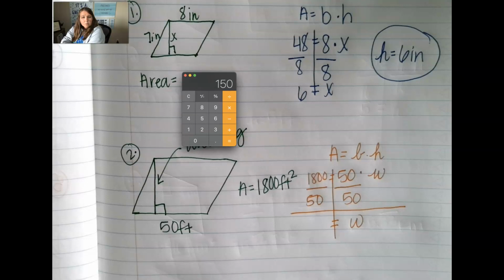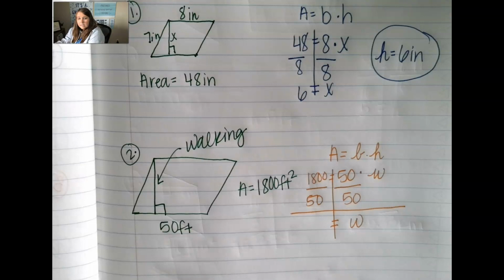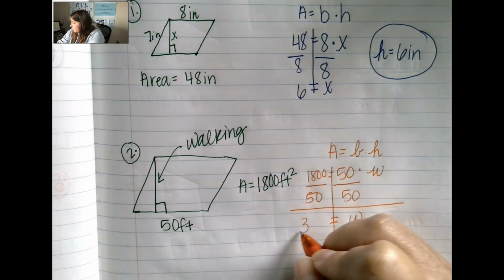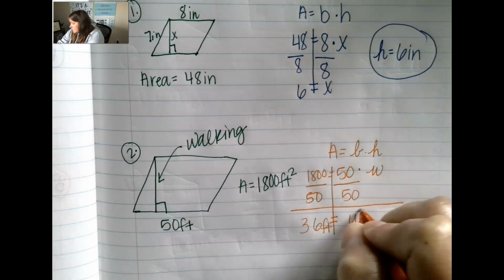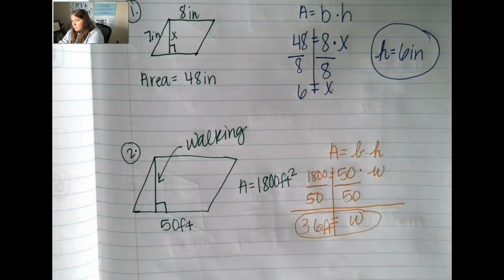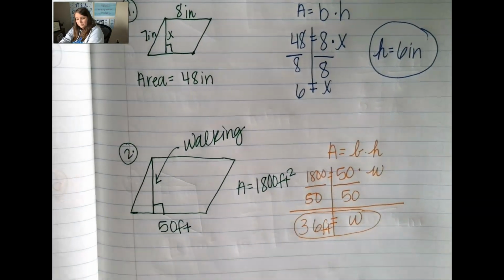So let's go ahead and pull this out. 1,800 divided by 50 gives us 36. So the length of the walking bridge is 36 feet. Okay, how'd you do on that one?